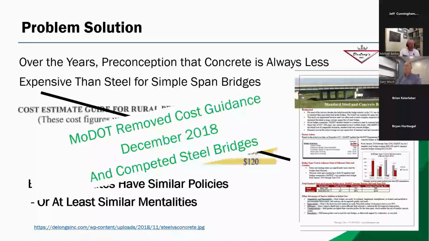Missouri came in right away that December of that year and said, hey, we're going to remove that cost guidance and we are going to compete steel bridges equally with concrete bridges. And to the right there and to the little link to the bottom left, you see a little bulletin type report from DeLong's on their website of kind of a summary of that study if you are interested.